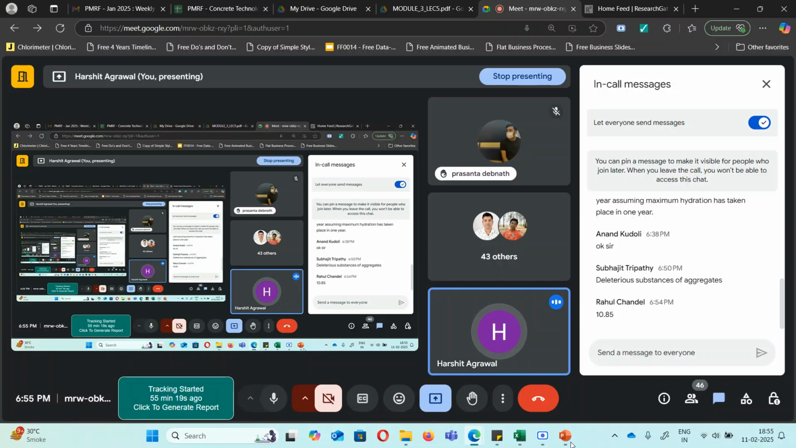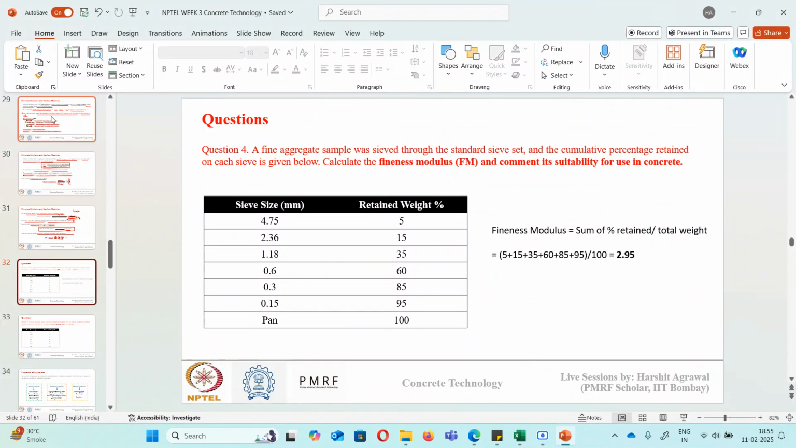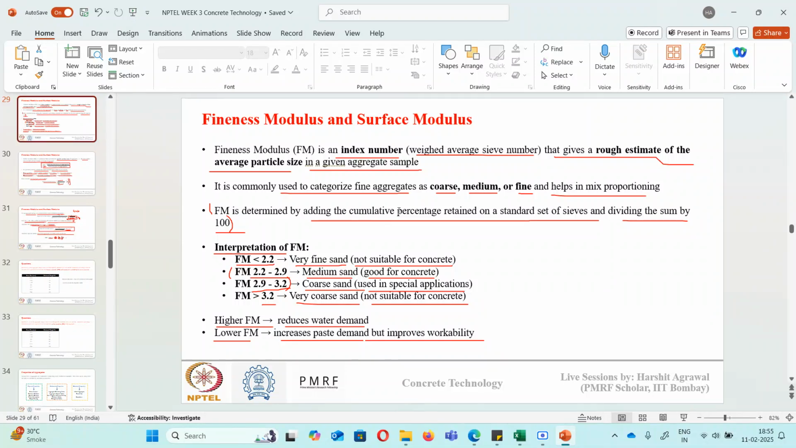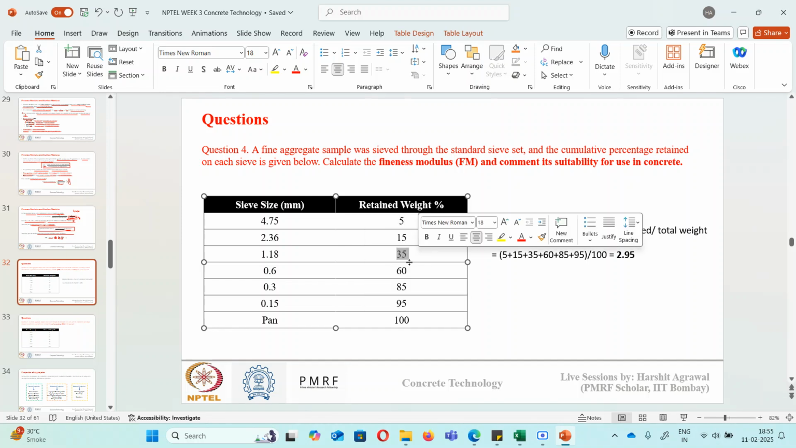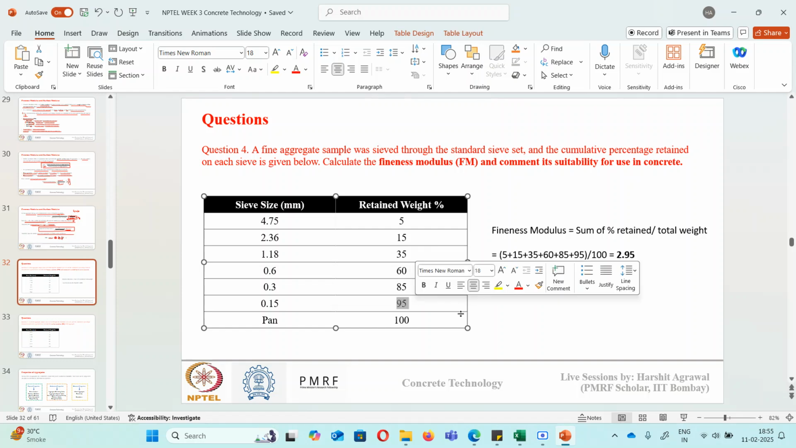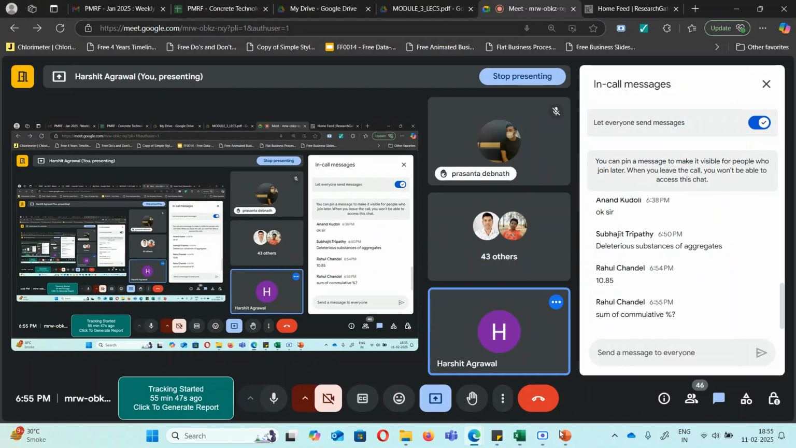Rahul, just check your calculation again. Just the sum of cumulative percent. No, it is just the sum of percentage retained. You see here, cumulative percentage retained means addition of this percentage retained. So cumulative means 5 plus 15 plus 35 plus 65 plus 85 plus 95. That is cumulative percentage retained and not the sum of cumulative percentage retained.